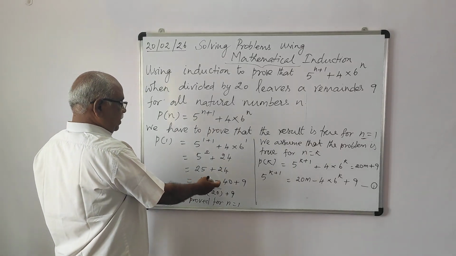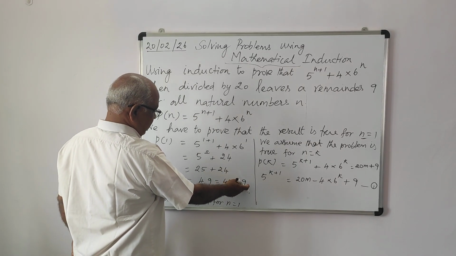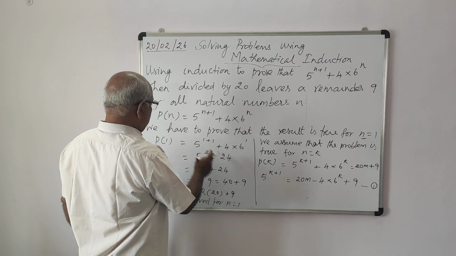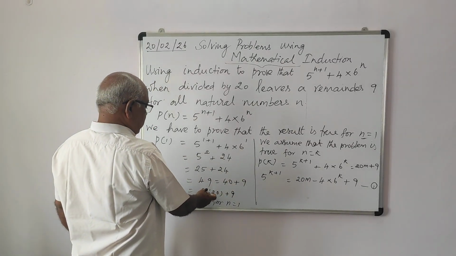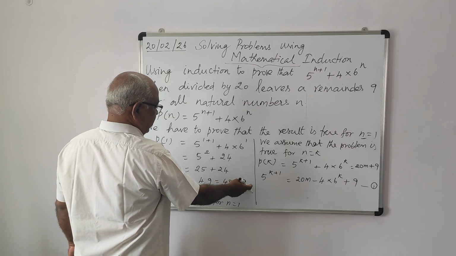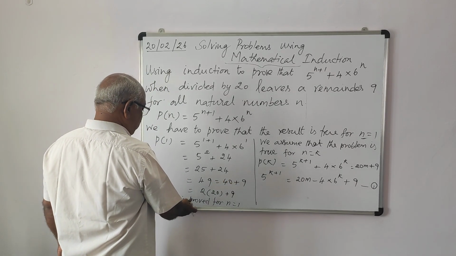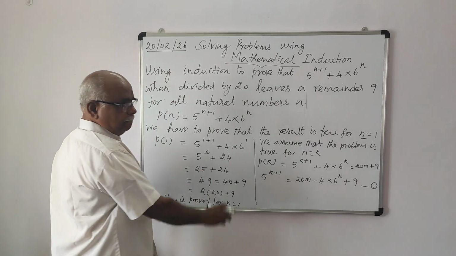49 divided by 20: 2 20s are 40 plus 9. So the remainder 9 comes. So the result is true for n equal to 1. Therefore, the problem is proved for n equal to 1.